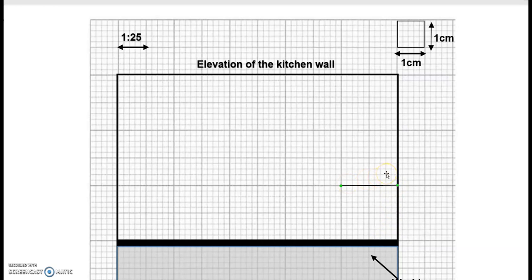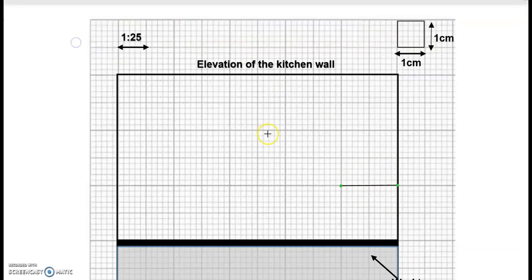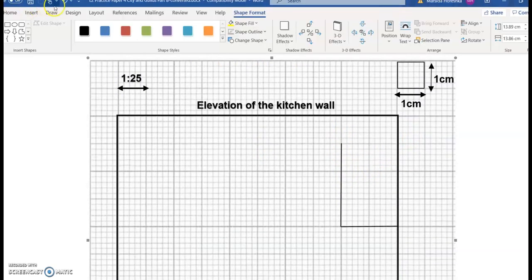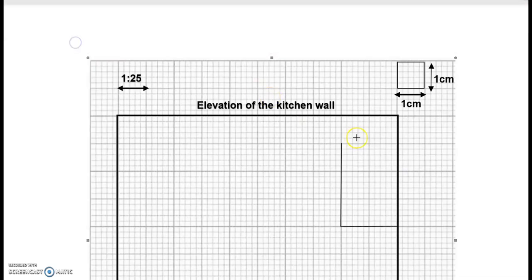So we've got one of the tall cupboards that we started to draw. And that would be 3 centimeters tall, according to the calculations we just did. So that's one of the tall cupboards.